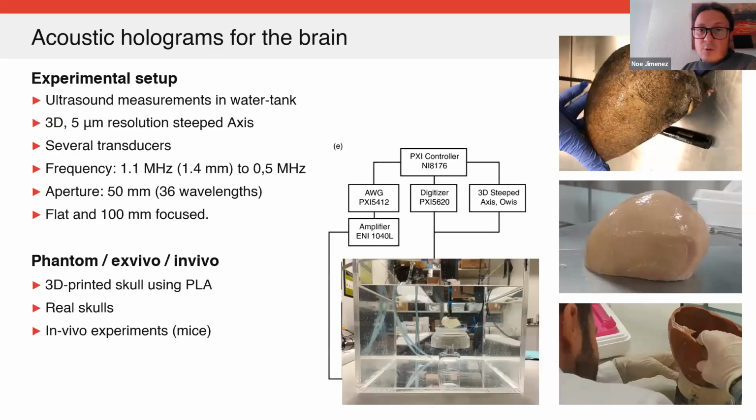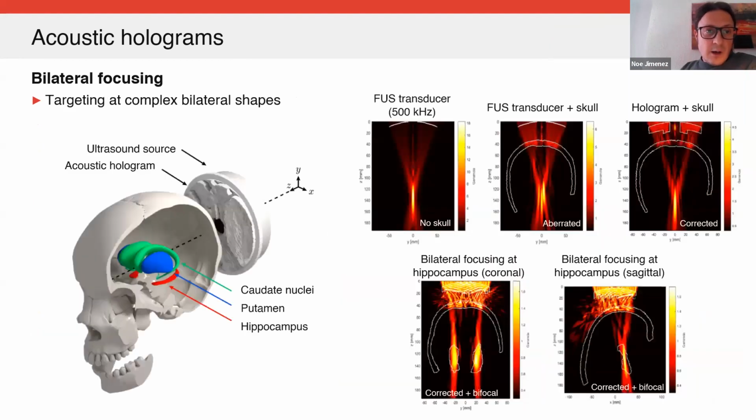For example, in these validation experiments, we use either 3D printed skulls or even real skulls from donors, or experiments with living animals. So let's see how they work. For example, this is the field in water, when you have a focused ultrasound transducer working at half a megahertz.